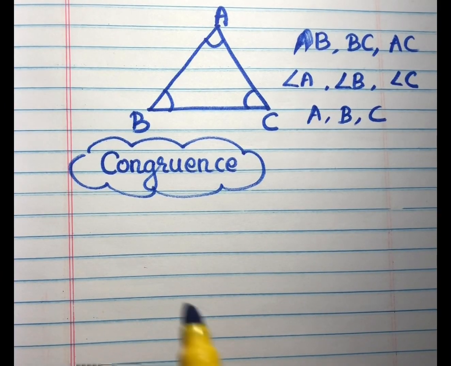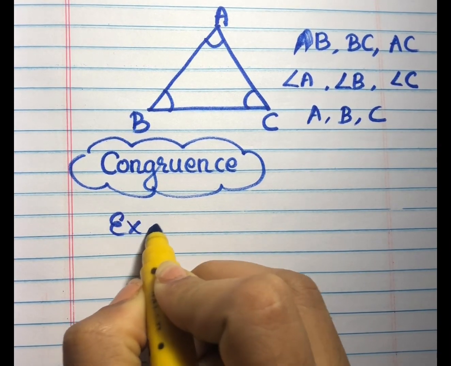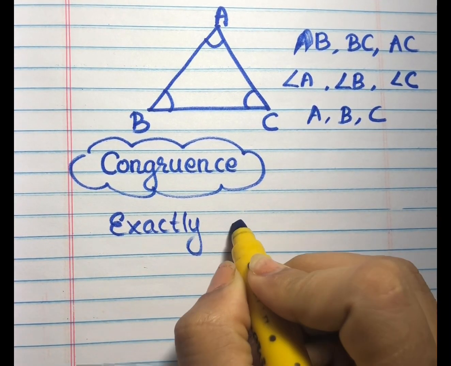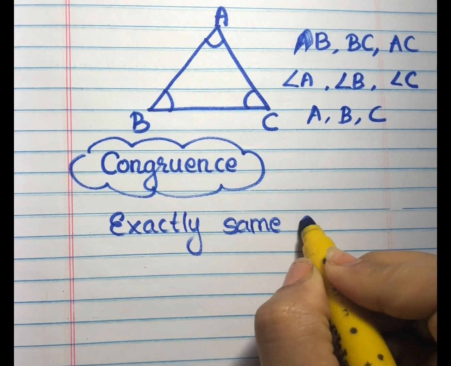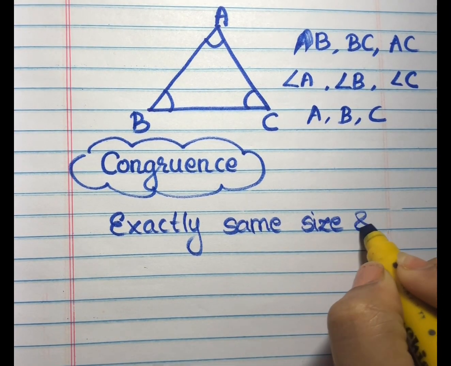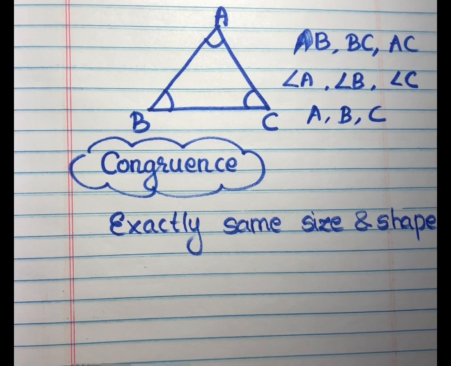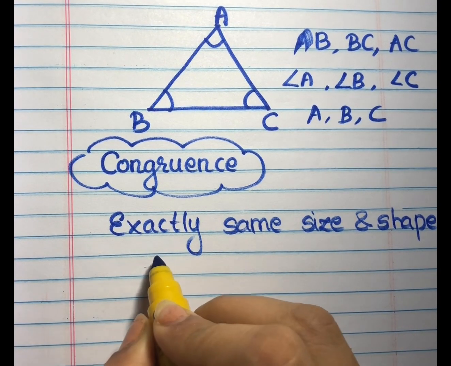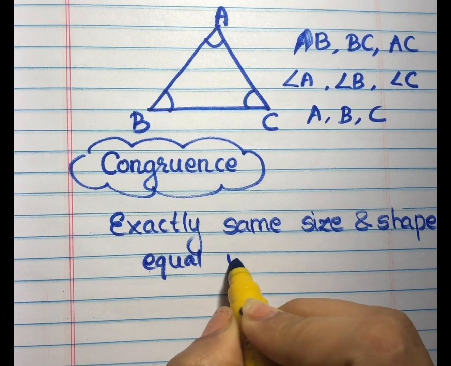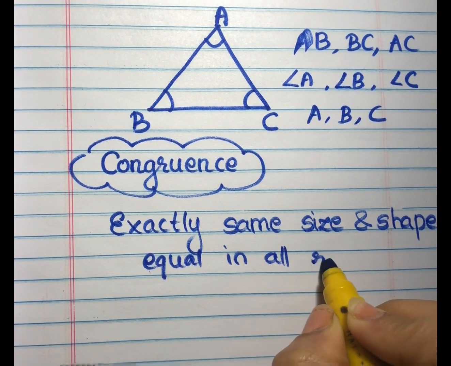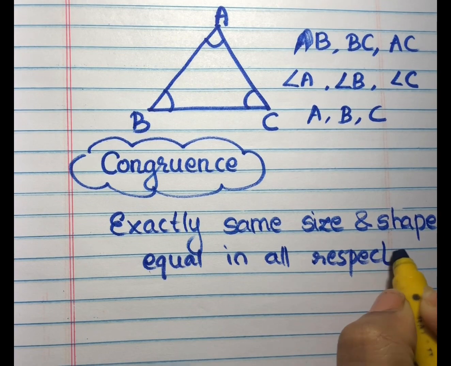The next topic is congruence. When two figures are exactly of the same size and shape, then they are congruent figures. That is, when two figures are exactly of the same size and shape and they are equal in all respect, they are congruent figures.